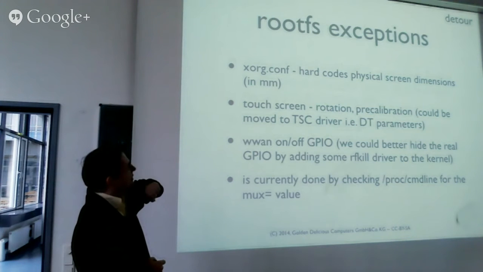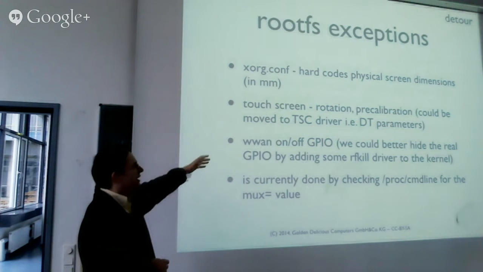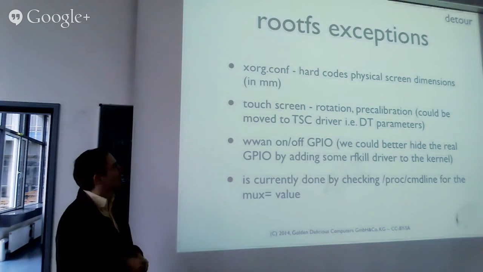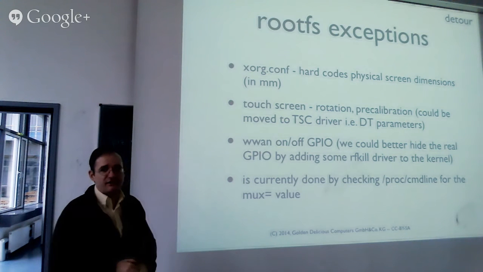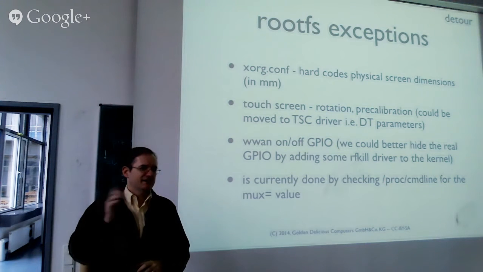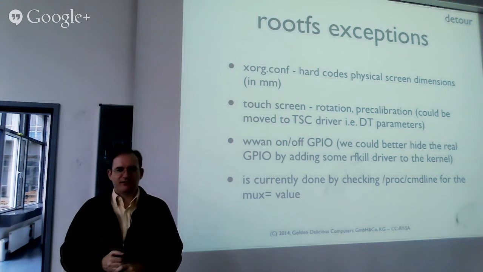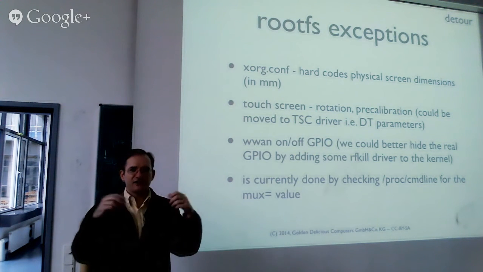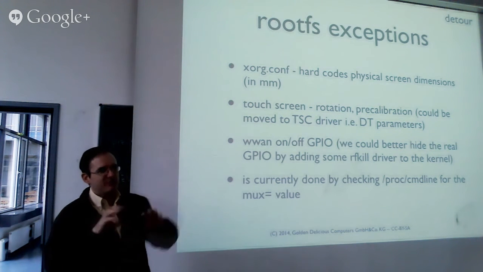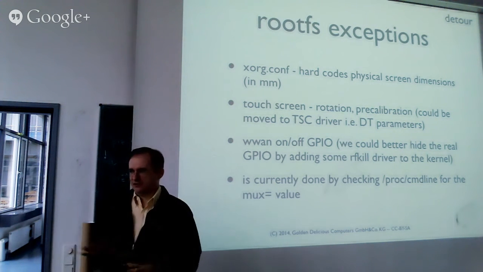Yeah, this touchscreen I mentioned: rotation, pre-calibration, things like UMTS switching on and off, how that works. That is currently hard coded. For example, the Replicant driver. Lucas explained yesterday, there is just a hard code which GPIO is this. This of course breaks the device independence.